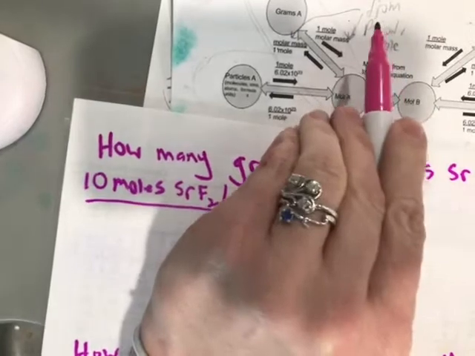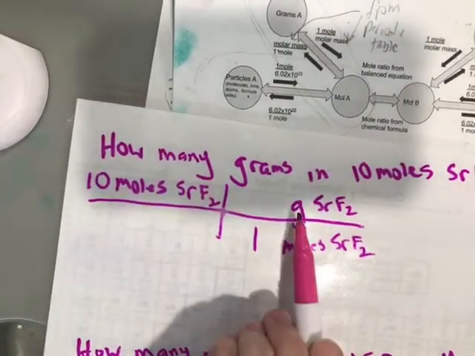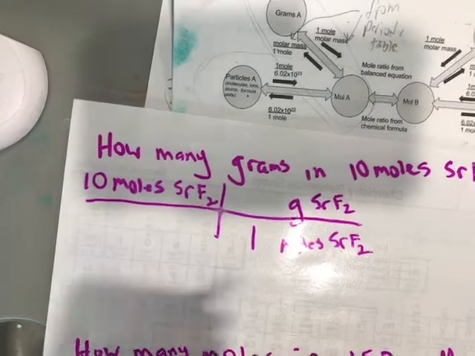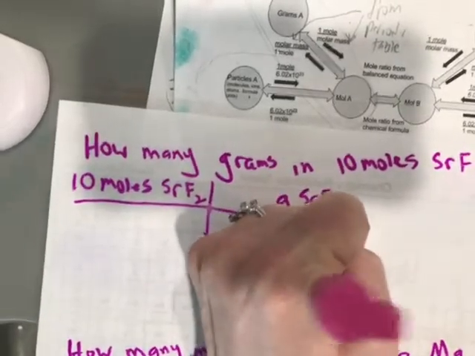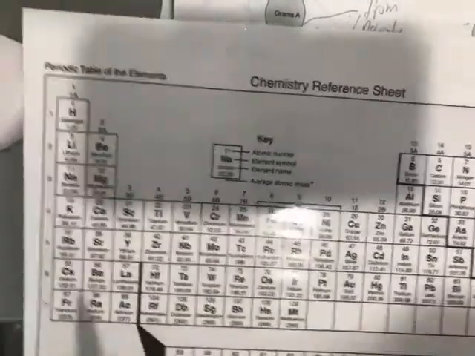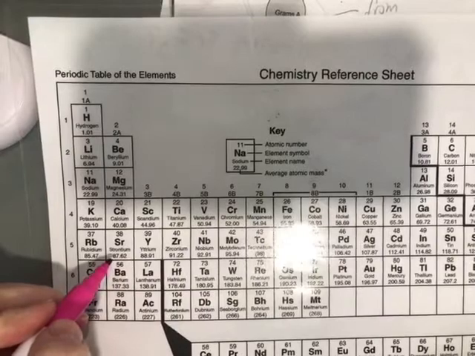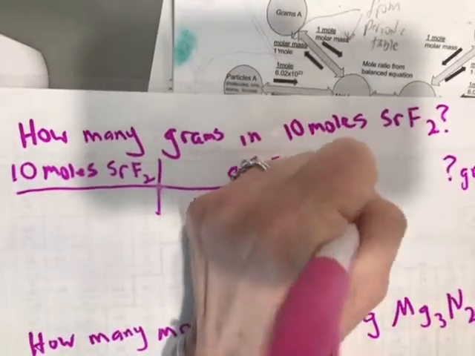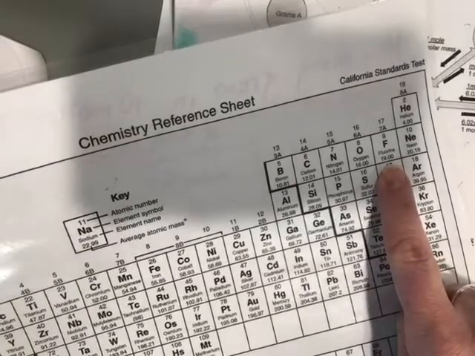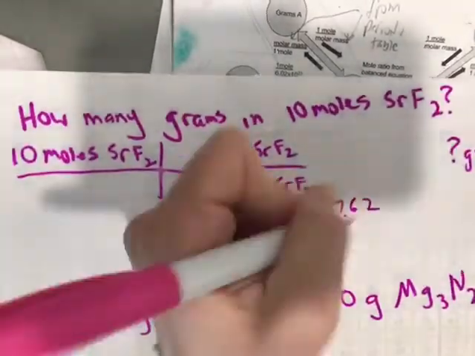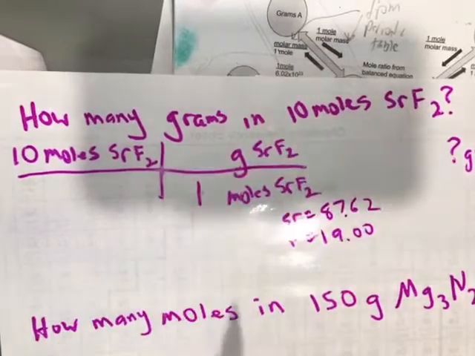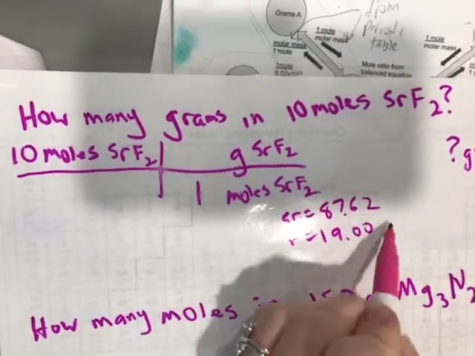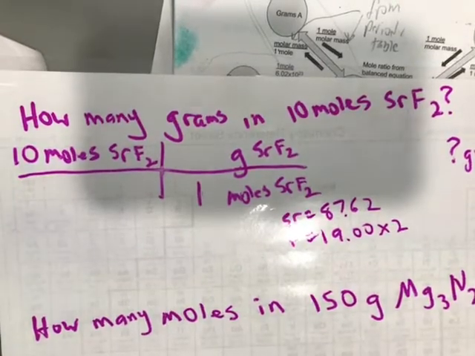And you might see my little arrow there from the periodic table. I get the grams from the periodic table. So that means that I'm going to look up strontium and I'm going to look up fluorine. I'm going to look up their masses. So I'll flip my sheet over here. Strontium is right here, 87.62. And then fluorine is over here, 19.00. Also notice that I have 2 fluorines, so I do need to double that.